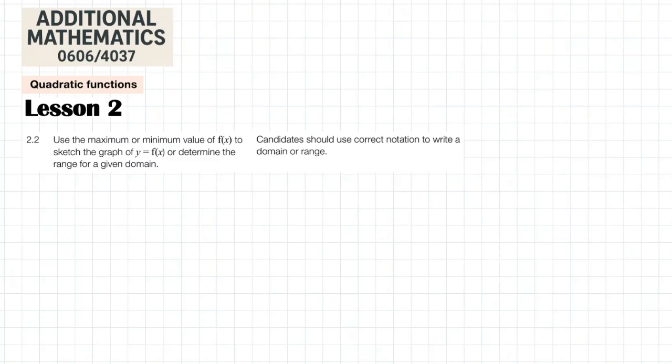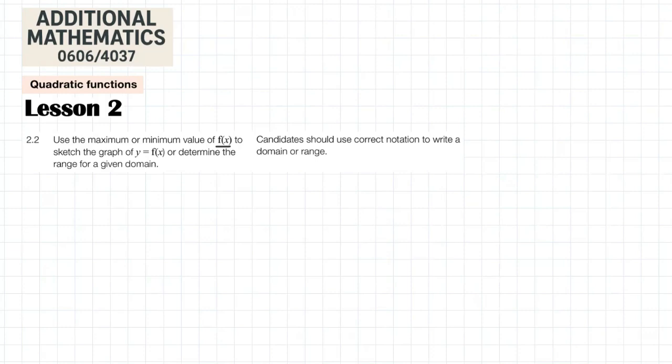Use the maximum or minimum value of f of x to sketch the graph of f of x or determine the range for the given domain. So today we're going to build on that, learning how to find the range of a quadratic function when you're given a specific domain. This is super important for solving real world problems and mastering function behavior on different intervals. Let's dive in and see how the vertex and endpoints help us unlock the range.